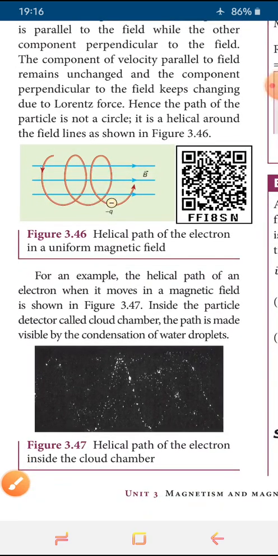For this we can give an example. The helical path of an electron moving in a magnetic field is shown in figure 3.47. Inside the particle detector, called a cloud chamber, the path is made visible by condensation of water droplets. About this we will discuss in the second volume.